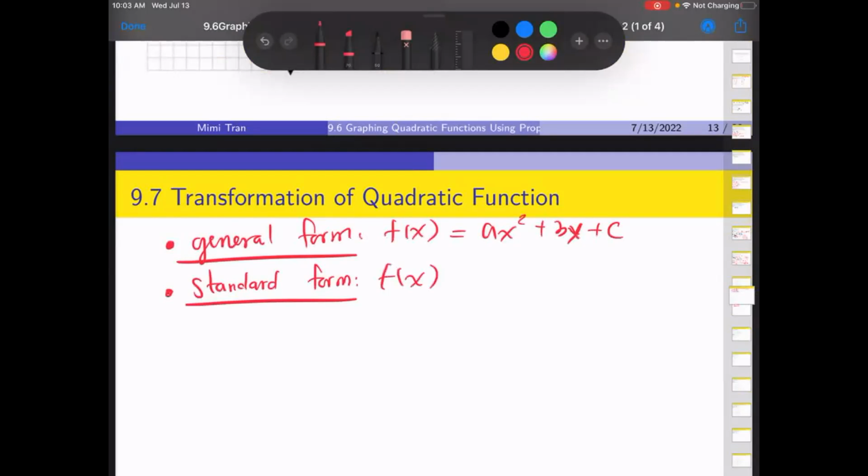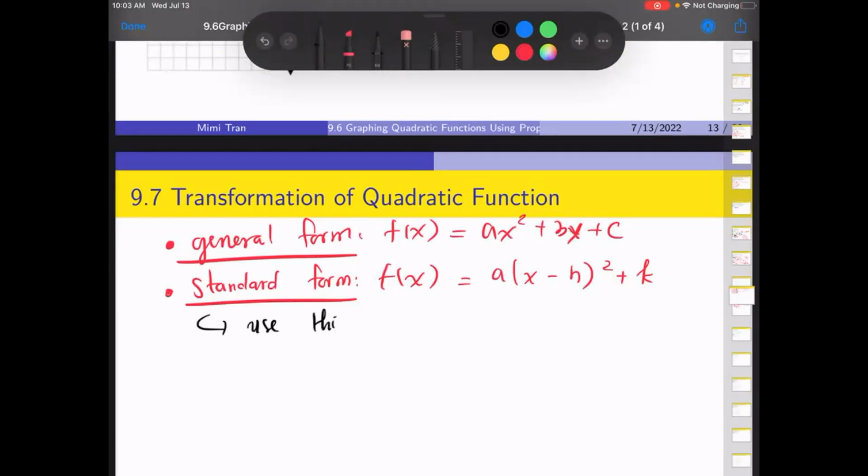f of x equals a times (x minus h) squared plus k. I'll explain what a is. Well, you already know what a is, the coefficient of x. I'll explain what x and h and what k are. Now this form is good when you have a basic graph.